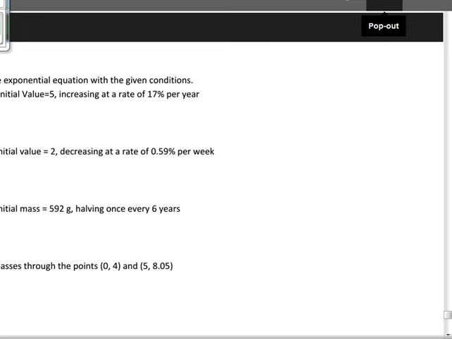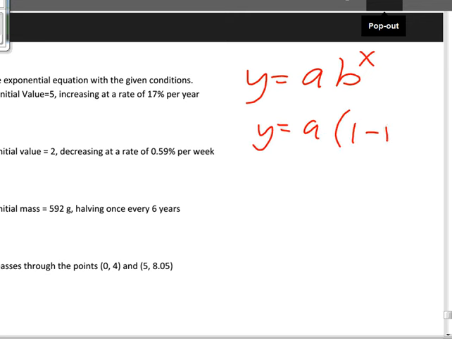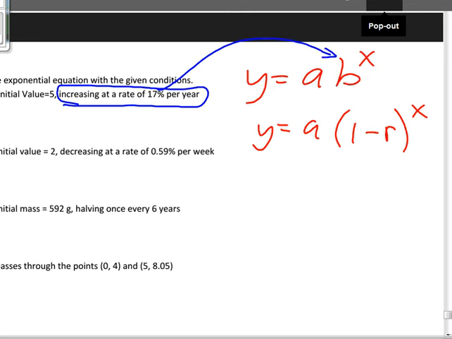Okay. You need this again, y equals a, b to the x. Except this time there's another option. Y equals a and then 1 minus the rate to the x. Because if they give you one like this, where the rate is increasing at 17% per year, you could not just put in b as 0.17. That would mess you all up. I recommend you use not this one, but that you use this one.